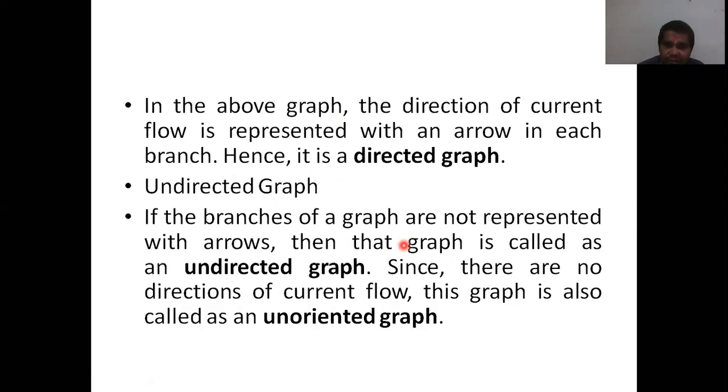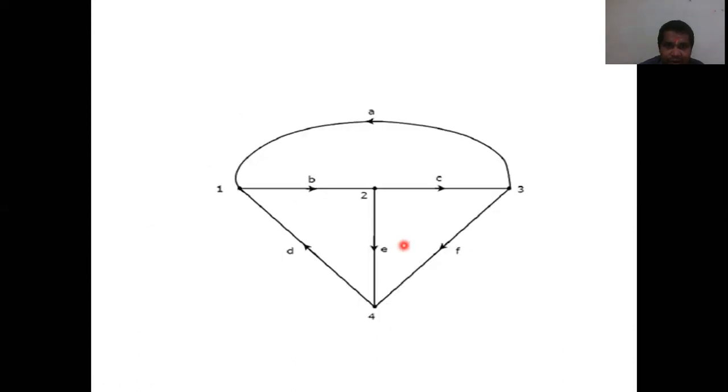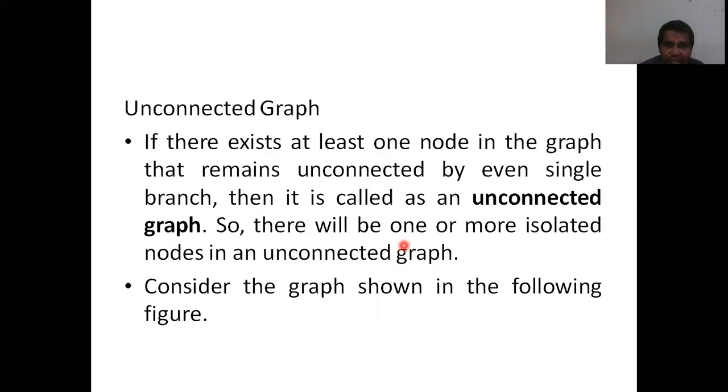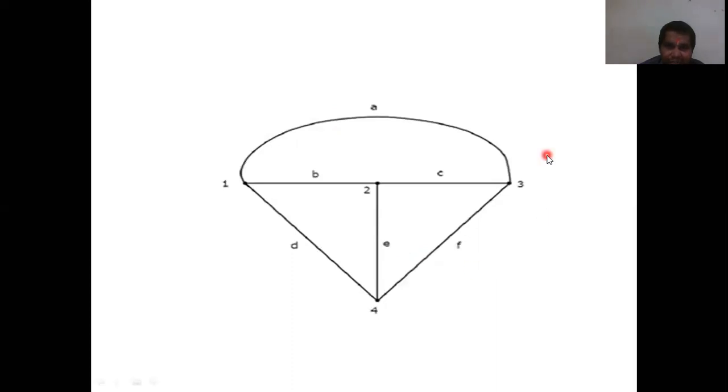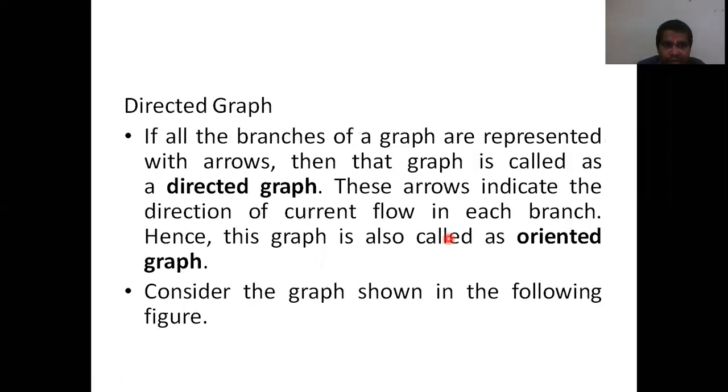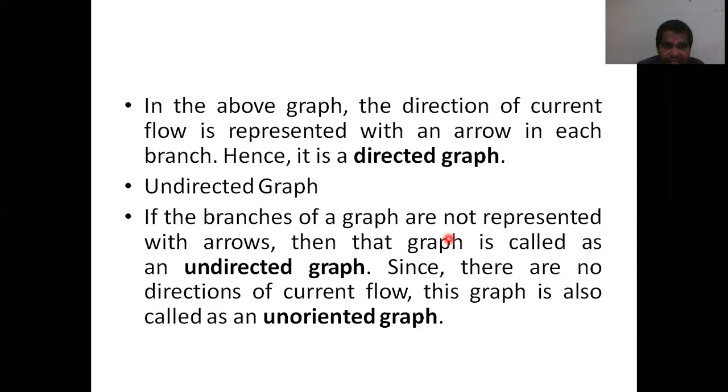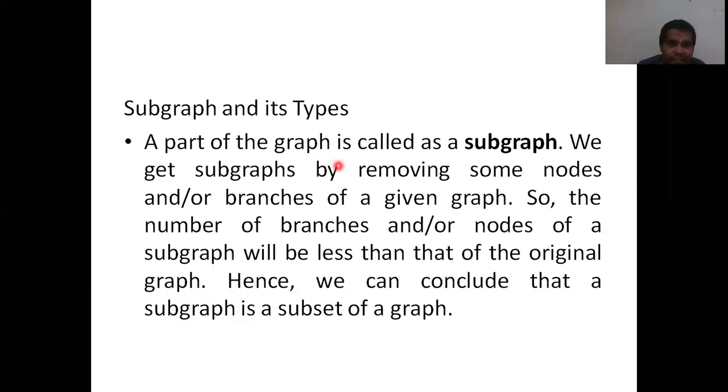So undirected means there will be no direction marked. You can say this is nothing but an undirected graph, because no direction has been marked in any of the branches of this graph. So it is called an undirected graph or unoriented graph. That is right. So next, we can see what a subgraph is and its types.